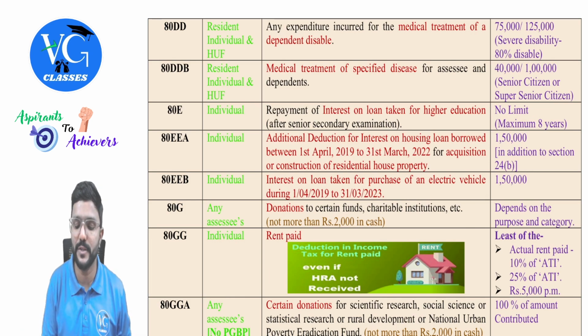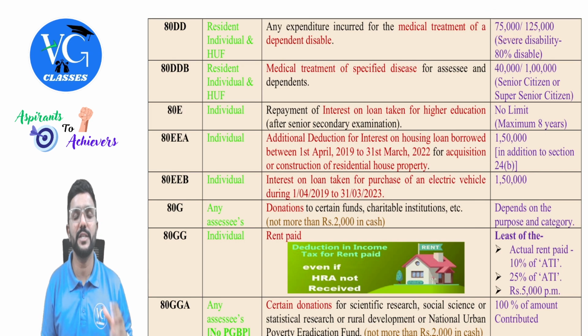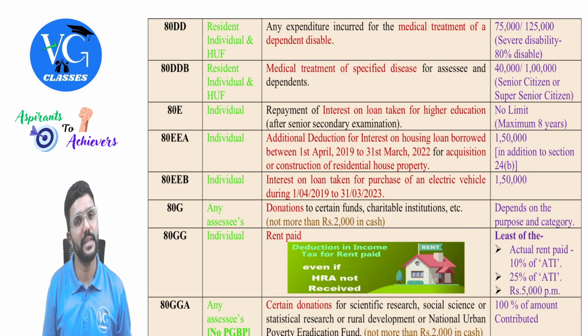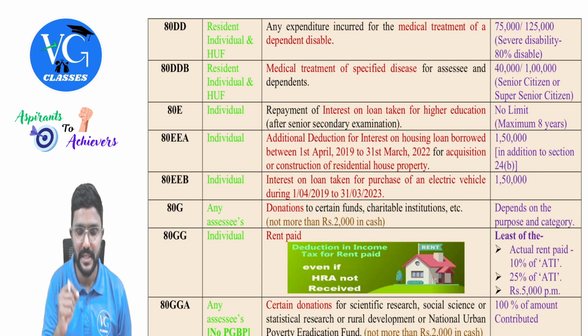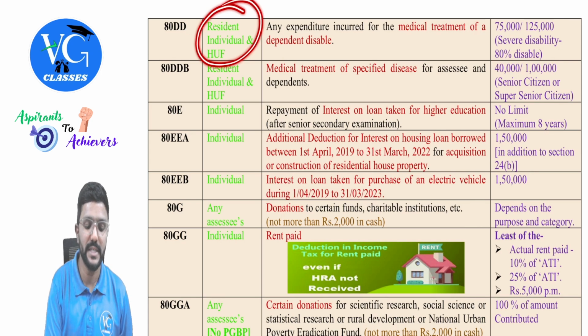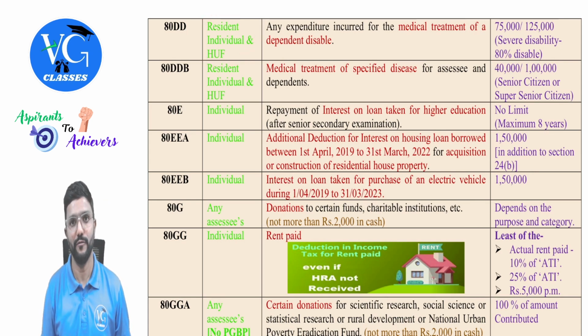If the question is silent, please go with 75,000. If the question is clearly mentioning that the dependent is suffering from severe disability, then you provide for 1,25,000. And please be careful, guys. It is a flat deduction available only for resident individual and HUF.